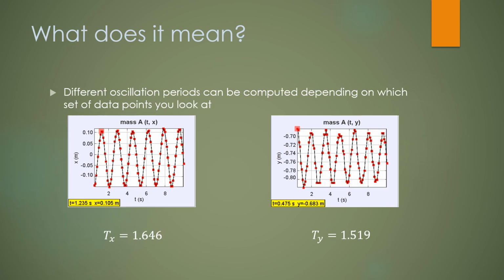Different oscillation periods can be computed depending on which set of data points you look at. If you use the X position data points, the oscillation period is 1.646, and if you look at the Y, it's 1.519. In the code, we use 1.519 because this includes both the force of the spring and the force of gravity. In the X direction, this only accounts for the pendulum motion caused by the change in velocity.